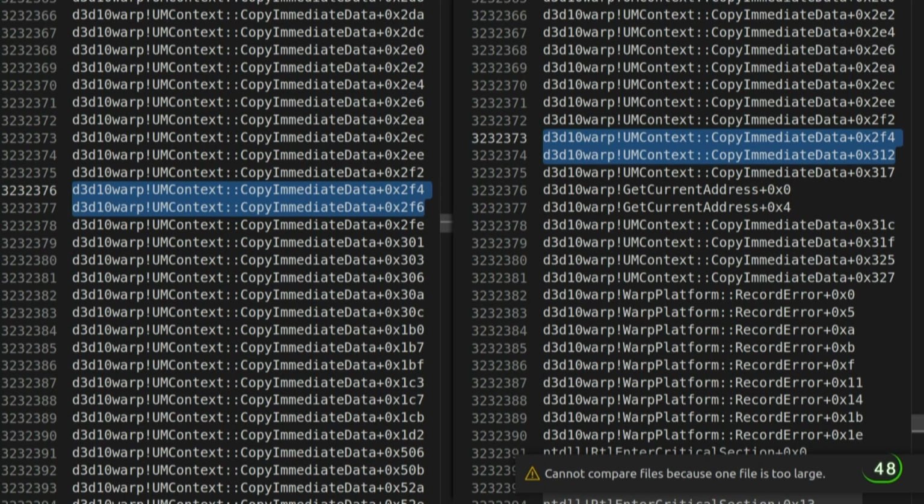And in the crashing case, it will stay in the same function. And in the non-crashing one, it will go to a record error function.